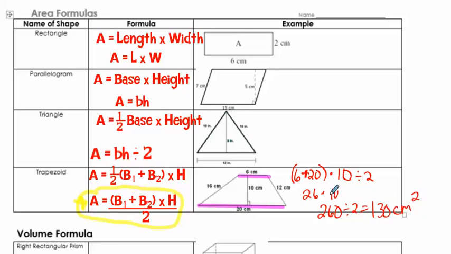Okay. So if you're going to put it in your calculator, you're going to put 6 plus 20 equals times 10 equals divide by 2 equals. Put equals in between each one. Okay.